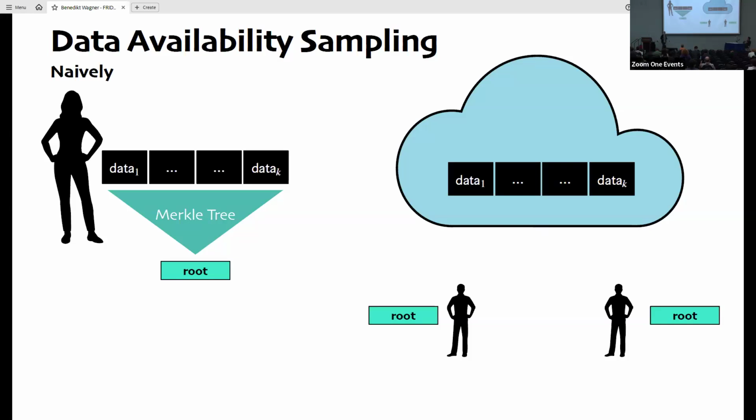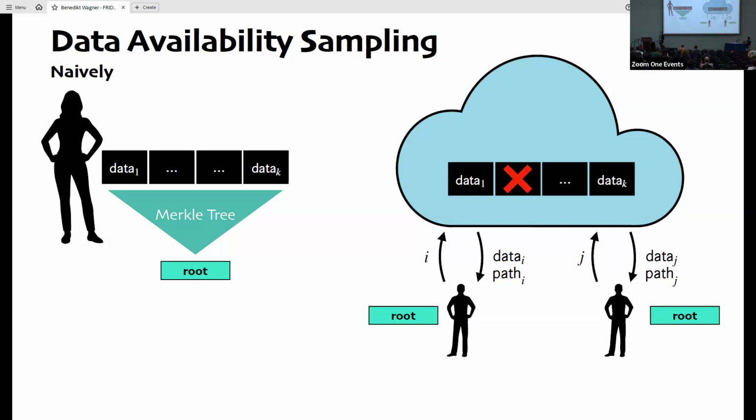Okay, so now they want to verify whether data is available. What they can do is sample random positions and try to download these positions. Now what they would get is the ith chunk and some Merkle path, convincing them that this is consistent with the root. Now the question is, is this a good system? And I claim it's not. I can convince the clients that the data is available, even though it is not available. So how do I do that?